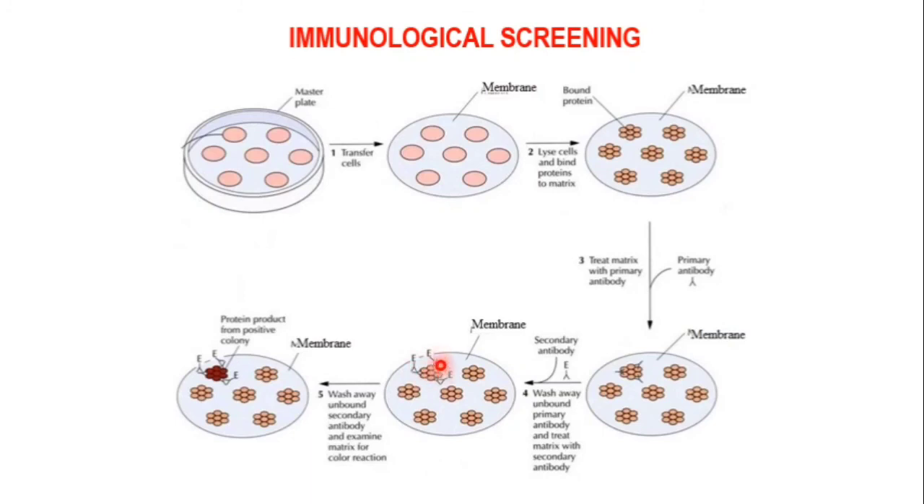And this enzyme will produce a colored compound when substrate is added, and at this location we have the colored colony. We can compare this location with our master plate and identify which colony has our desired recombinant DNA. That means in this mechanism we isolate the recombinant depending on the protein synthesized by our desired DNA.